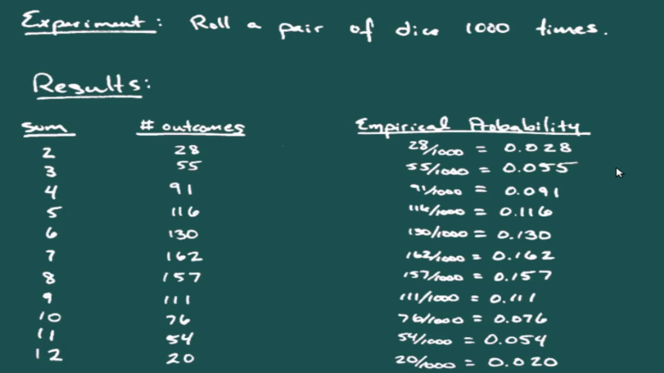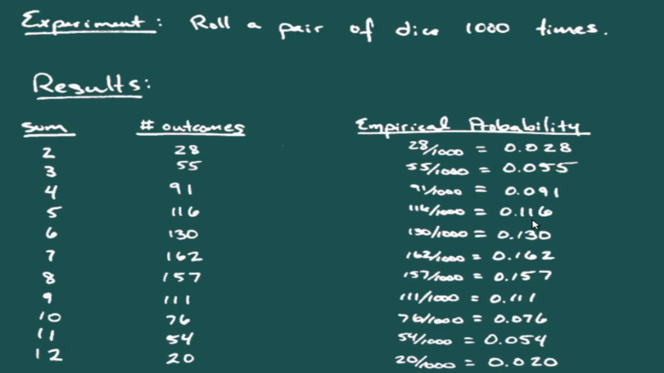For the number of 3s, the theoretical probability was 0.05556. What did we get? 0.055. Again, really close. For number of 4s, 91 over 1,000. That theoretical probability was going to be 0.08333, and we got 0.091. Pretty close, again, to our answer.